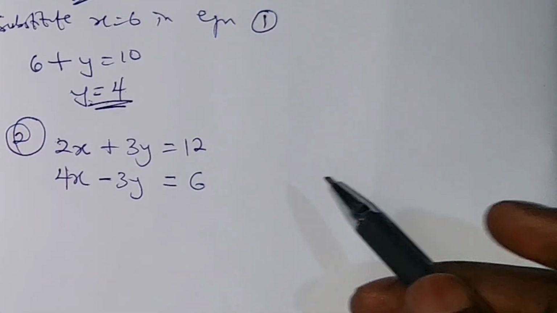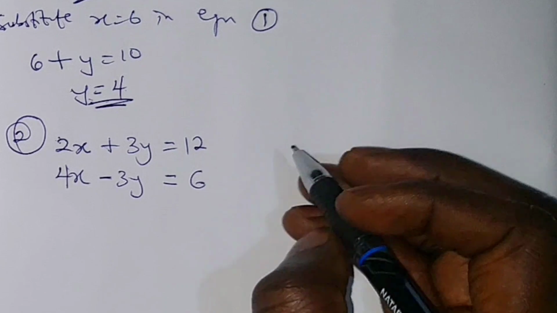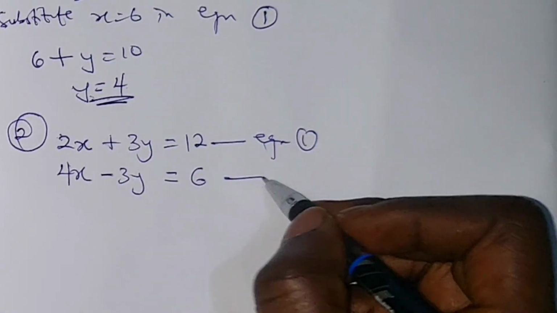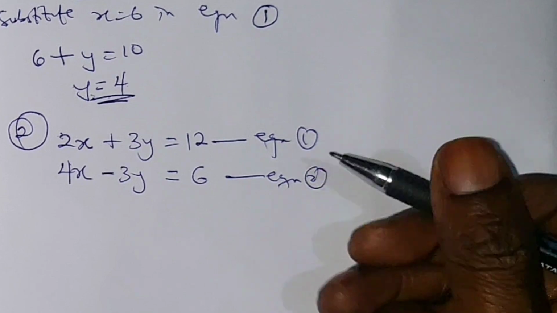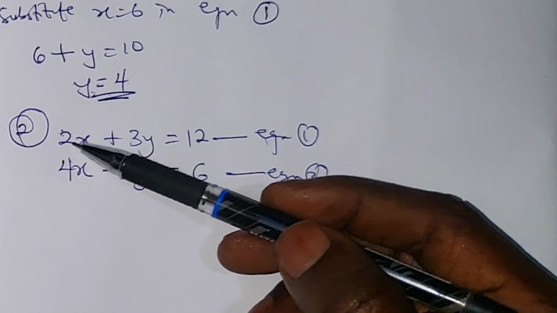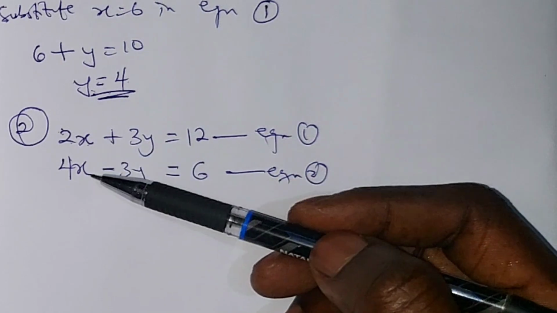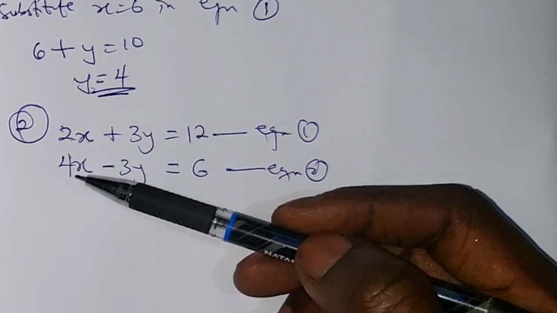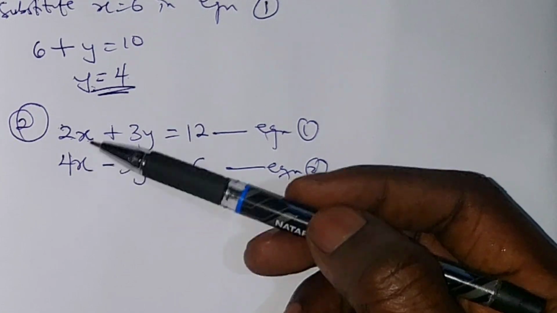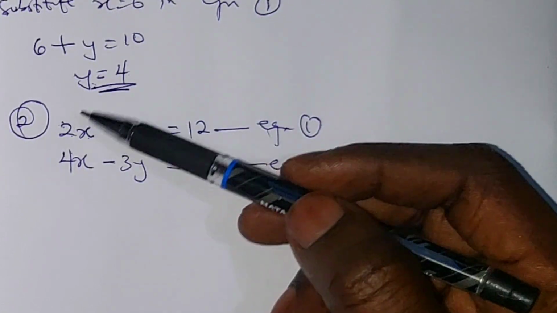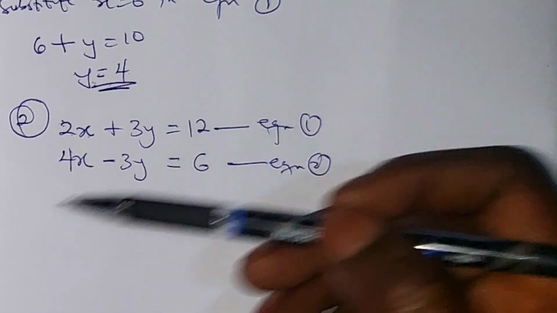So this is our second question, and in this case, just as we did in the previous one, let's label this as equation 1 and then equation 2. Now we look at the coefficient of each variable. The coefficient of x is now different, which is 2. And in the second equation, the coefficient of x is 4. So they are not the same. We cannot eliminate them before we do something to them. But let's not think about that for now.